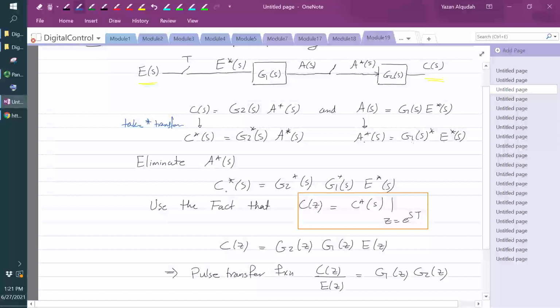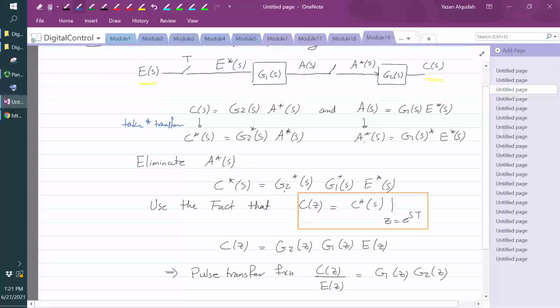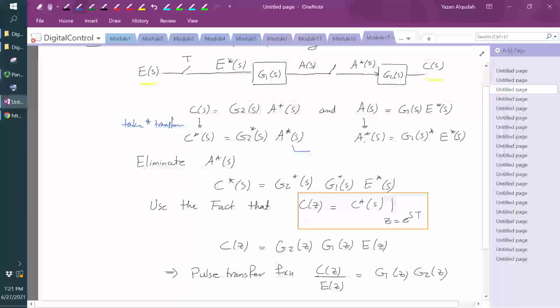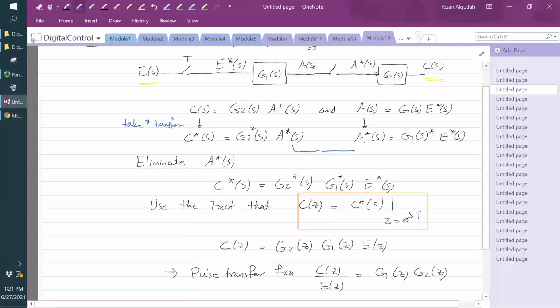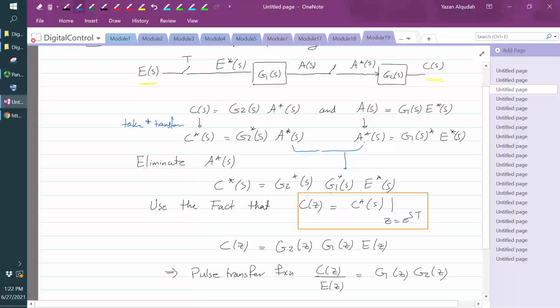So therefore, we can write that C star of S from here is equal to G2 star, and then I can replace A star using this expression here, and that is going to be G1 star multiplied by E star. So I replaced A star with the expression of A star, which is G1 star multiplied by E star. So therefore, C star is going to equal G2 star multiplied by G1 star multiplied by E star.